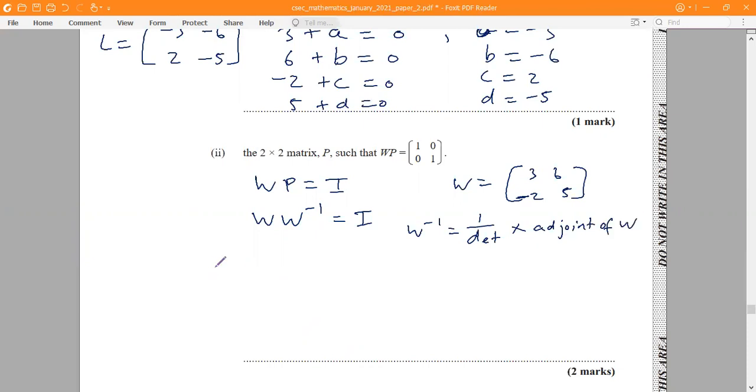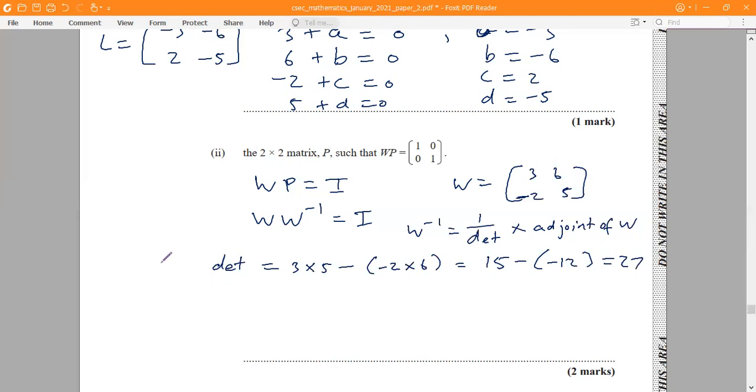Okay, so the determinant of W is equal to 3 times 5, take away negative 2 times 6. So that'll be 15, take away negative 12. 15 plus 12, since a minus is a plus, we get 27.